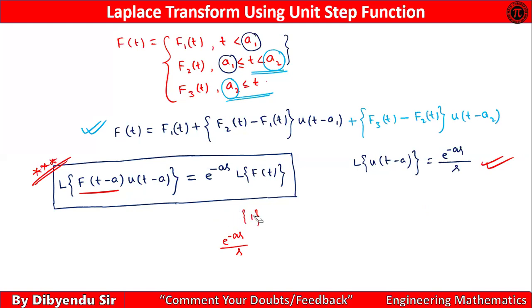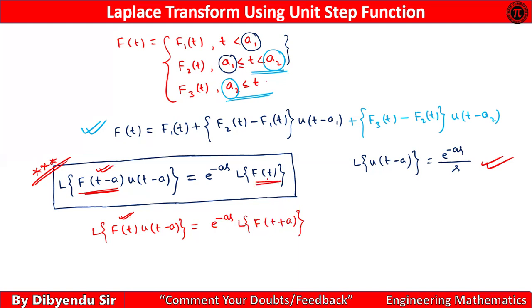Now in maximum cases, you will have to use this formula: Laplace of f of t into u t minus a equals e to the power minus as Laplace of f of t plus a. Here the function is f of t minus a, and here I have written f of t. That means the variable t is replaced by t plus a, and a cancelled, you are getting f of t. Yes or no? Similarly here, the t in f of t is replaced by t plus a, so you are getting f of t plus a. And this result is very, very important.